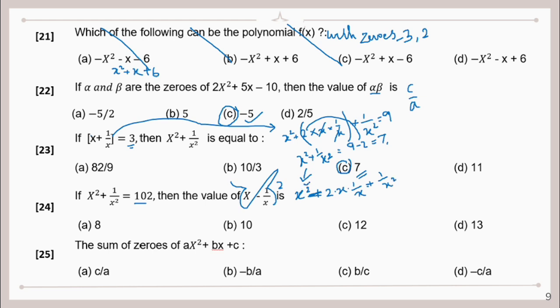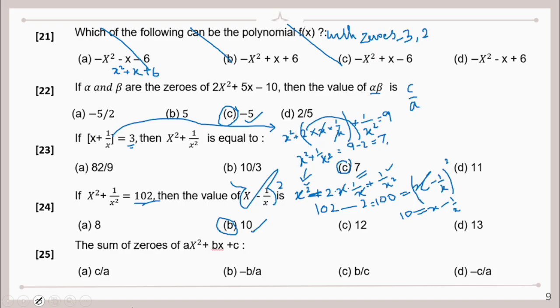We know this portion, x square plus 1 by x square is 102. It is given in the equation. So, this is 102 minus 2, as this x and this x cancel. 102 minus 2 is 100. What is 100? This is x minus 1 by x the whole square. If you take square root on both sides, 100 will become 10 and it will become x minus 1 by x. So the required value is 10.